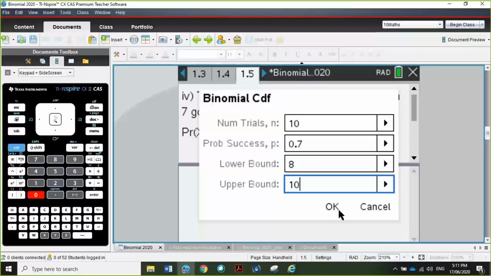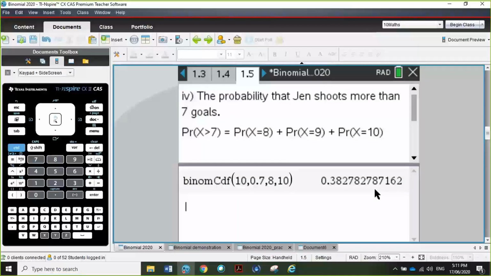So just be careful that you read the question carefully. Sometimes it says, if it had said at least 7, then that would mean we include 7 or 8 or 9 or 10. If it said no more than 7, then that would be 0 all the way up to 7. So you'll get more familiar with the wording of these questions the more you do.